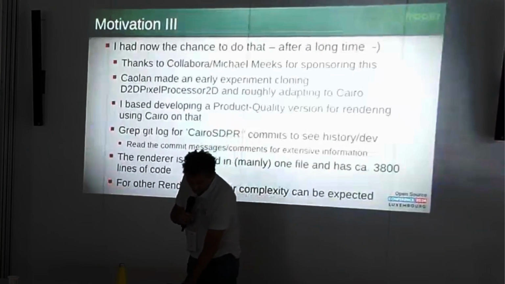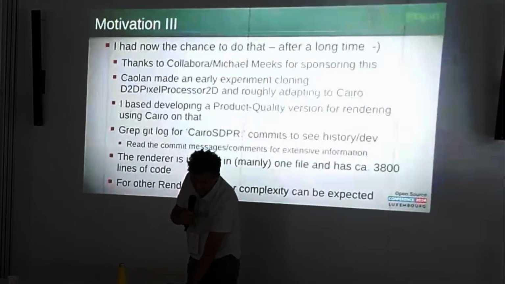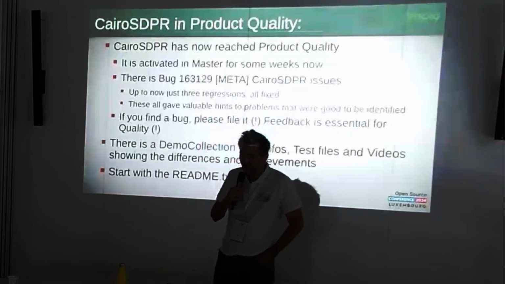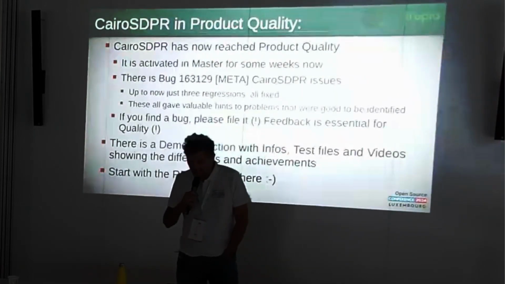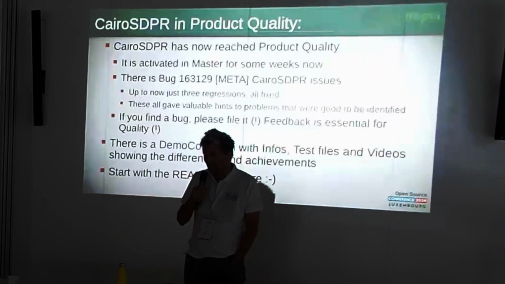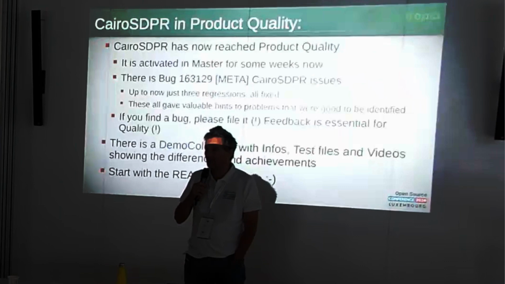So for other similar renderers, similar complexity can be expected. So this is also an experiment, how far we can get with this idea. It has now reached product quality and is activated in master for some weeks, maybe 2 or 3. Who has recognized that? Who had problems? Who had seen something? Okay.